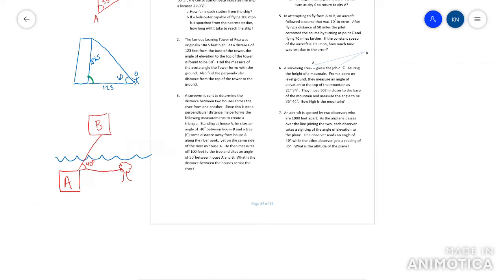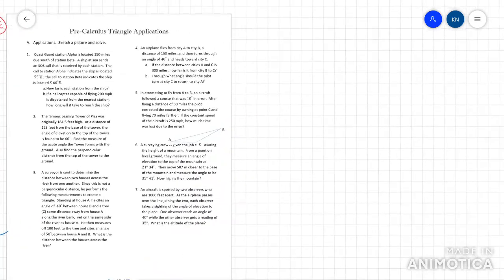Then it's 100 feet to the tree is the next thing that they say. So this is 100. And then he's at the tree and he looks at house A and B and he gets an angle of 50 degrees when he looks back at those houses. So that's the triangle I would draw. They want to know the distance between the houses. So they want to know this right here. I would probably run law of sines. Okay, moving right along.